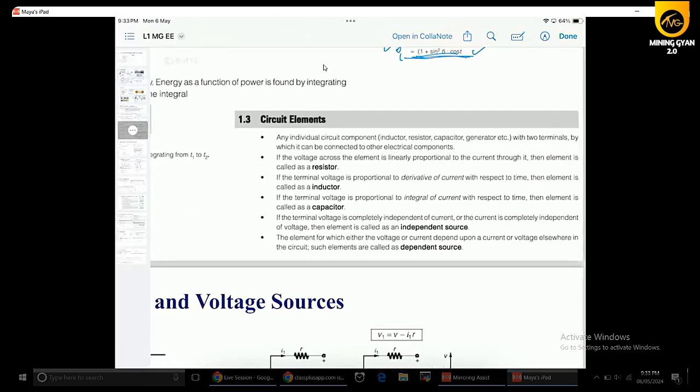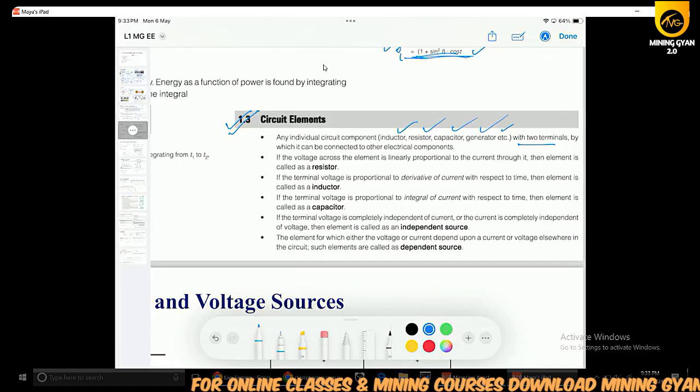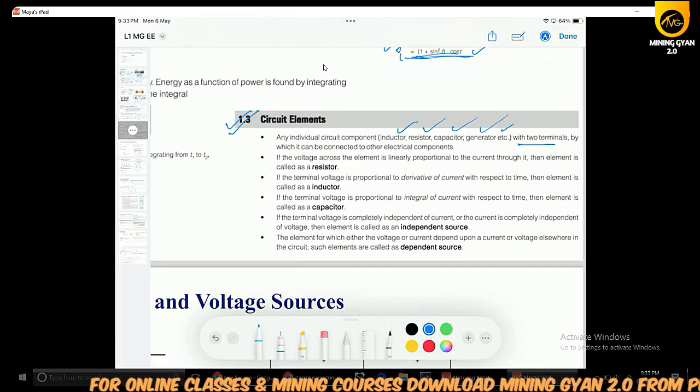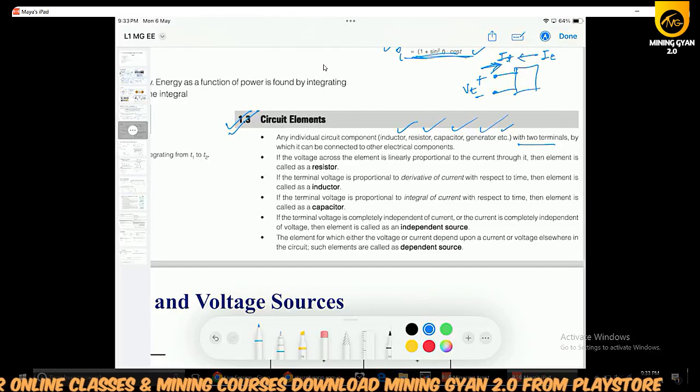Now we will see different types of circuit elements that are used in any electrical circuit. There can be inductor, resistor, capacitor, generator, etc., with two terminals by which they can be connected to other electrical components. Remember that any element has two terminals, this and this, so that we can get the terminal conditions. Terminal conditions mean the terminal voltage and the terminal current. It can be going inside or coming outside, depending on the condition, as we will see.